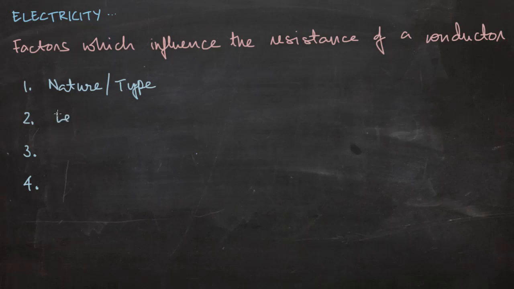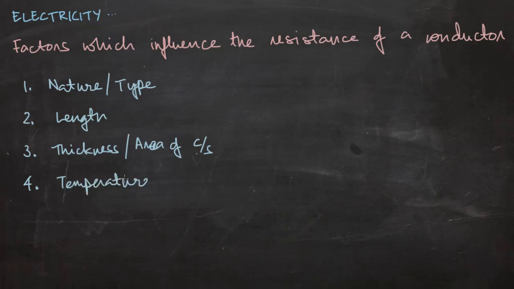Next is the length of the conductor. Third, we have the thickness, or we could also say the area of cross section of the conductor. Finally, the fourth factor on which the resistance depends is the temperature. Now, let's look at each one of these and consider how these factors may influence the resistance.